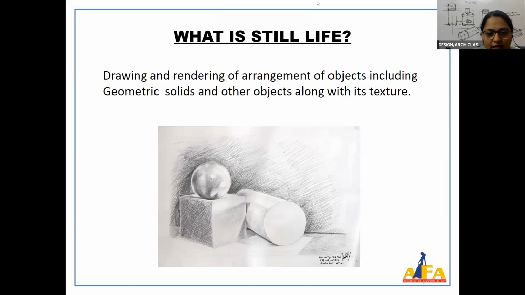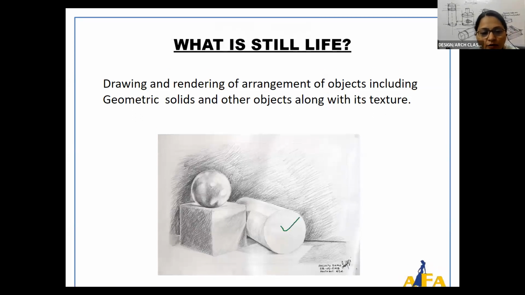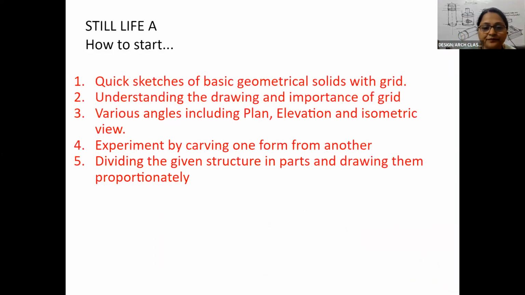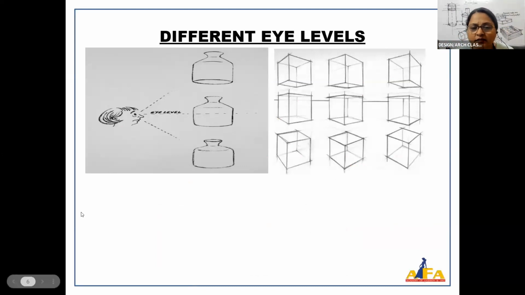Okay? I hope you can see here the various angles, how the cylinder is lying on the floor, how the sphere is kept at the top of the cuboid, and what the position of the cuboid is. These are known as various angles of an object. How you will place it, draw whatever thing looks the way it looks, that is improving your observation. Why do you draw still life? These are the reasons. It improves your observation, your sense of composition, your drawing skills, proportion, eye level study, various angles, a lot of things. Okay. Eye levels were already explained to you.